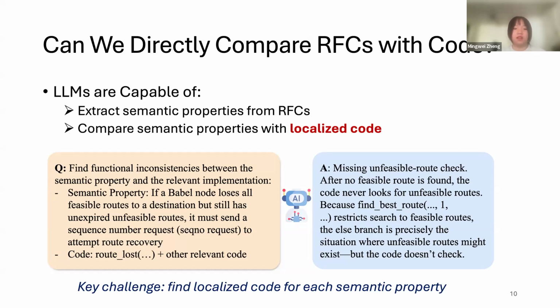So currently the key challenge becomes: how can we find the localized code for each semantic property? This is an issue for many language model based whole codebase understanding tasks, because language models have context limitations and the whole codebase itself is too large to put into the language model and have it output a correct response. So this is the challenge we need to solve for this functional bug detection problem.